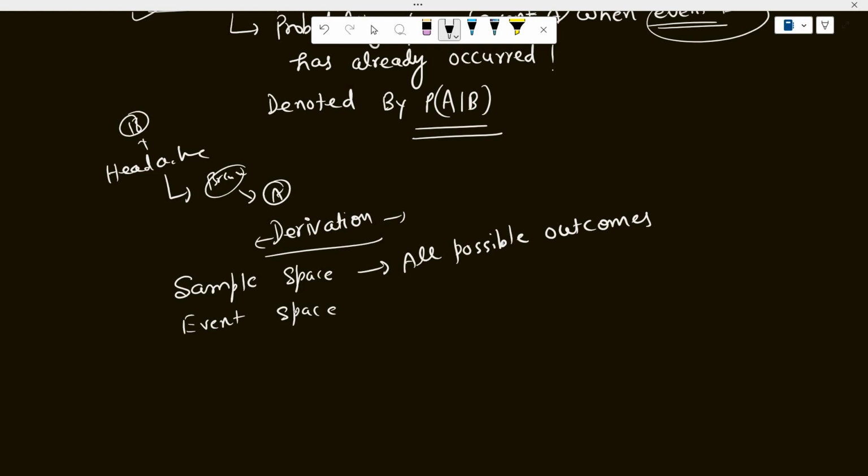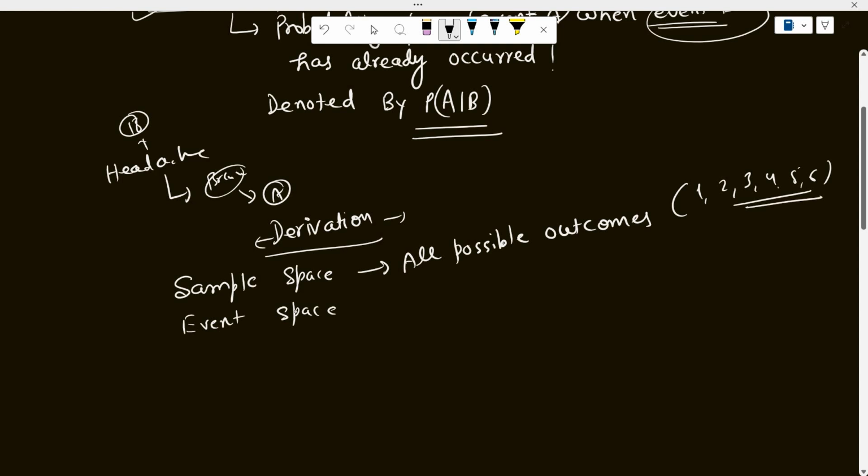Like suppose you throw a dice, then in that case sample space will be 1, 2, 3, 4, 5, 6. Anything can come, right? So whatever can come when you throw a dice, that entire set makes the sample space. So this will be the sample space.